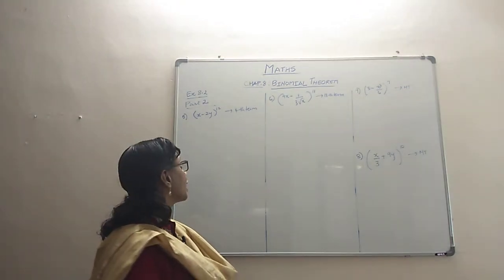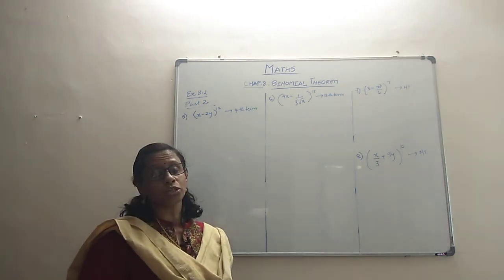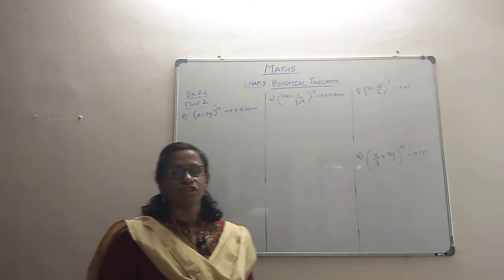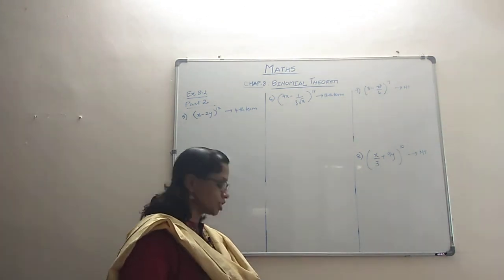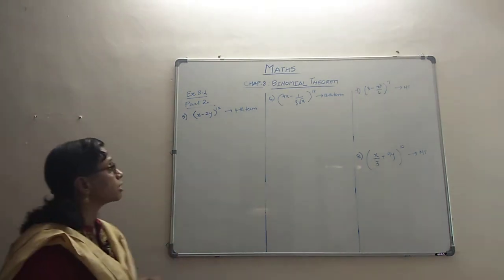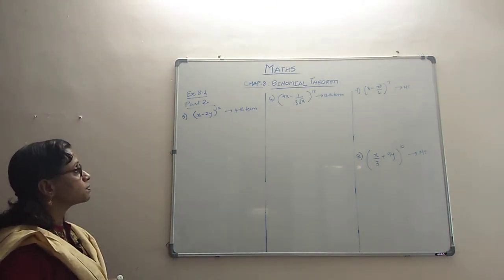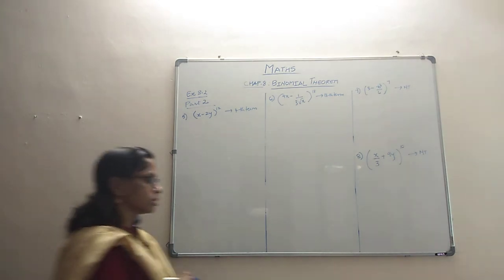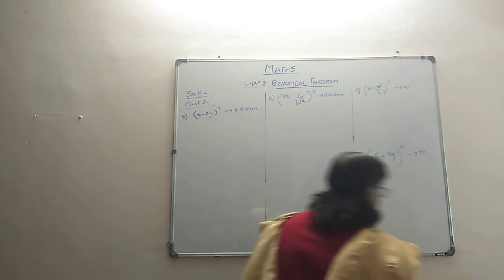Hello folks, we are coming to exercise 8.2 part 2. In the previous video we have taken up the general term and the coefficient etc. We are continuing with that concept and this is our question number 5, which gives us an expression and they ask us to find out the fourth term. So let's right away get across doing it.